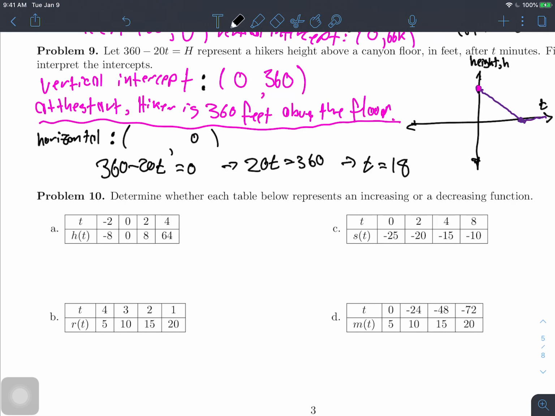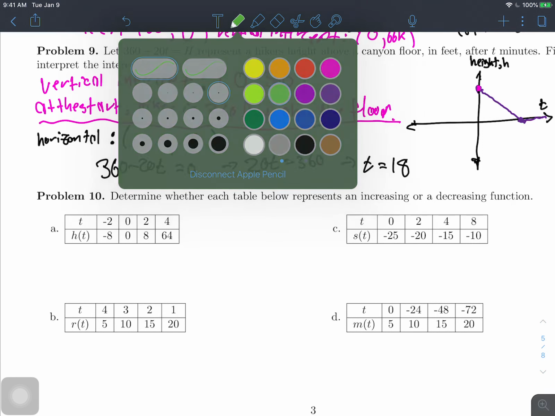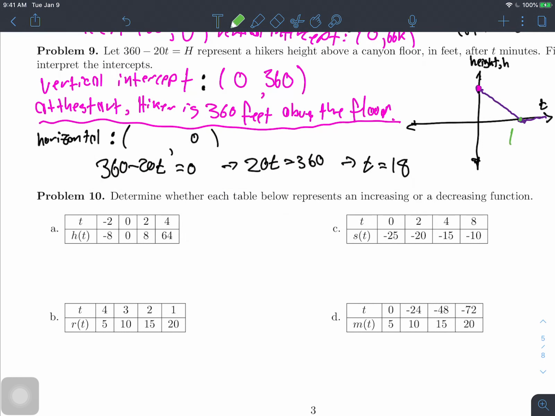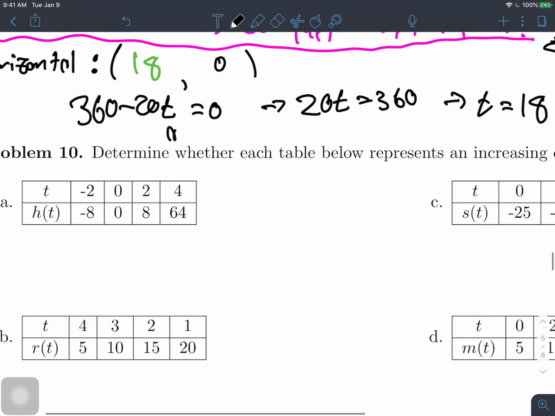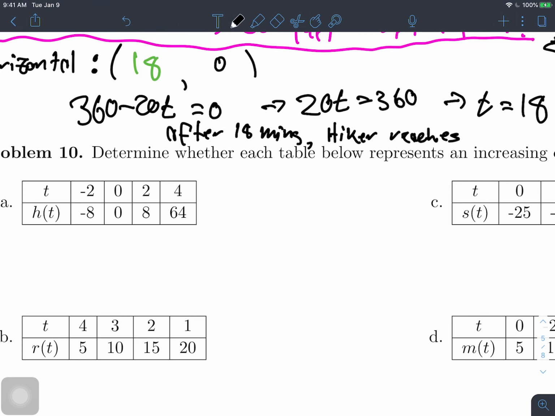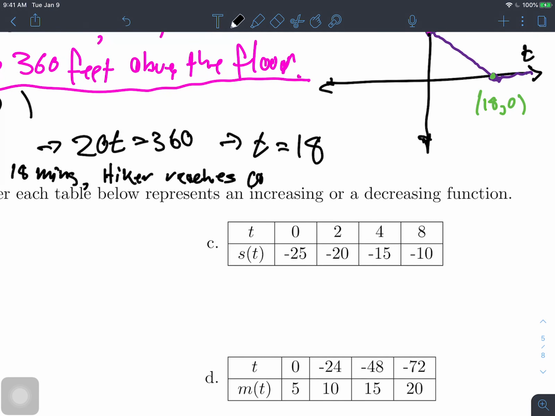Okay, so what does that say? That says that this ordered pair here is the ordered pair 18, comma 0. Okay, in terms of the problem, how can we interpret that? After 18 minutes, the hiker reaches the canyon floor.